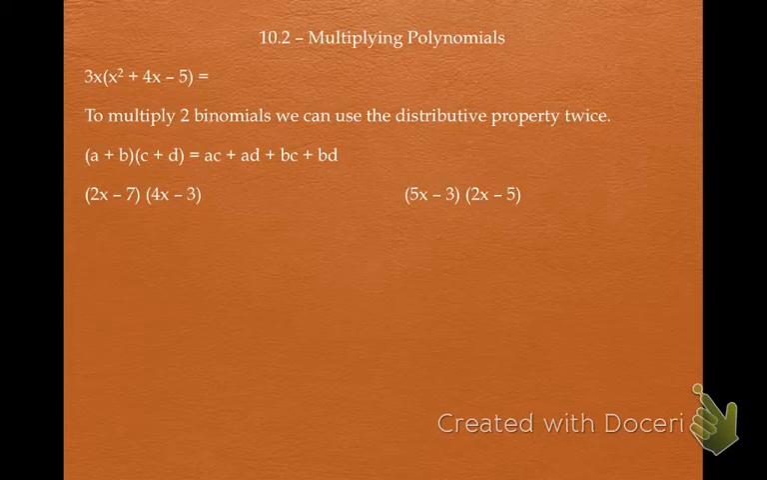Okay, so today we're multiplying polynomials. To multiply, we'll be doing two binomials. What we're going to do is use the distributive property twice. So in this example, I do a times c, a times d, then b times c, and b times d. That's how I get a times c plus a times d plus b times c plus b times d.